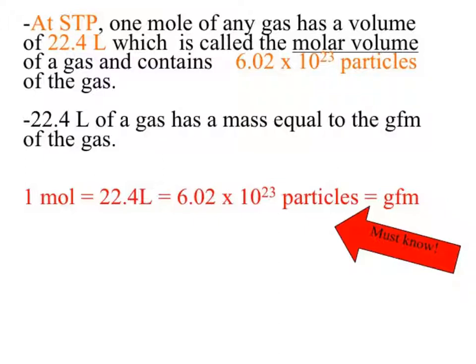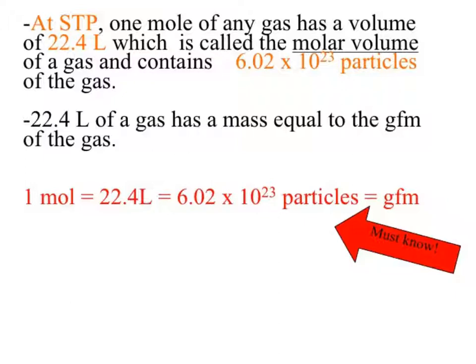So, moving on, we're going to go ahead and look at, briefly today, the third conversion factor, which is moles and volume. So far we've had representative particles and gram formula mass. Now we're going to be looking at how the mole relates to volume, specifically volume of a gas. So at STP, 1 mole of any gas has a volume of 22.4 liters.